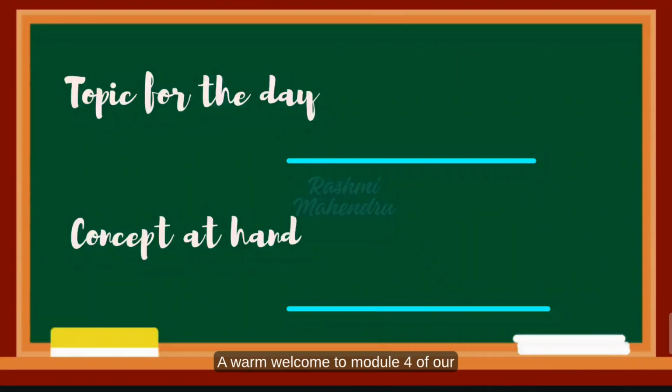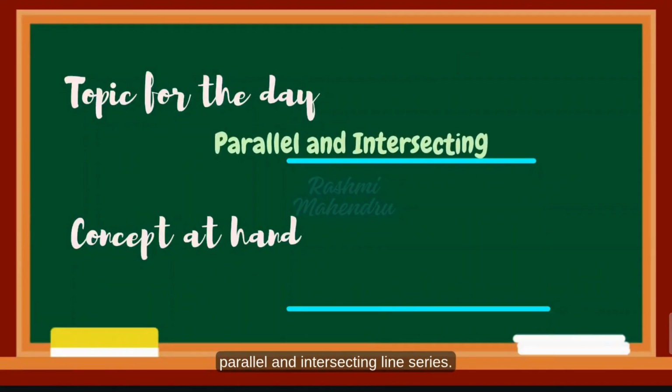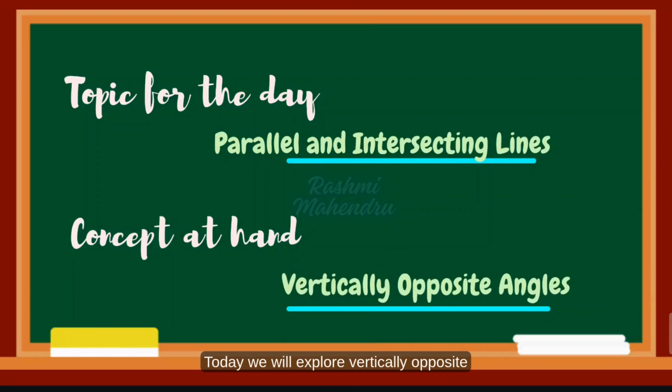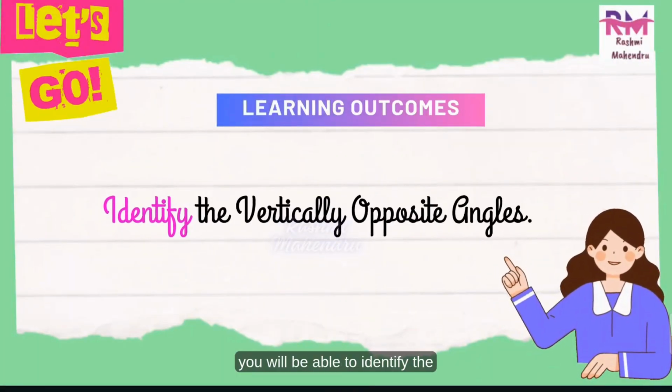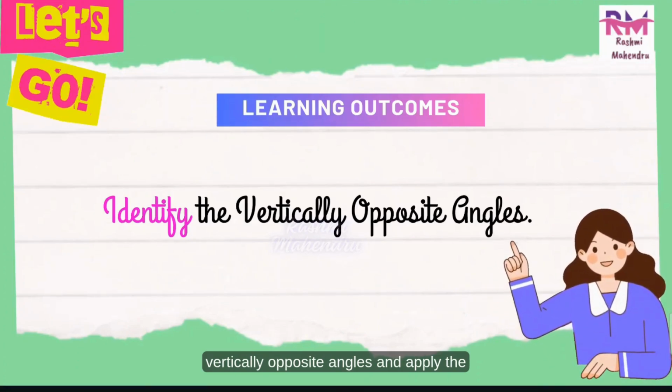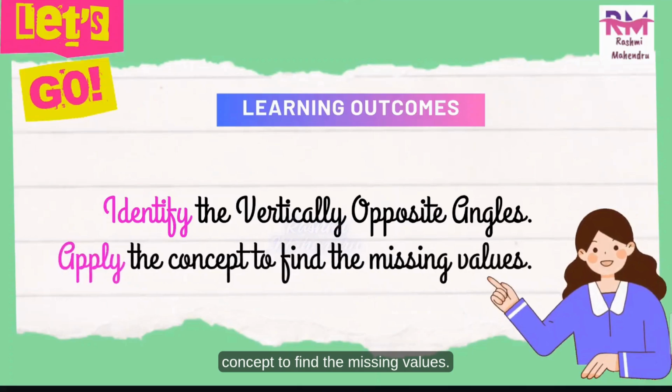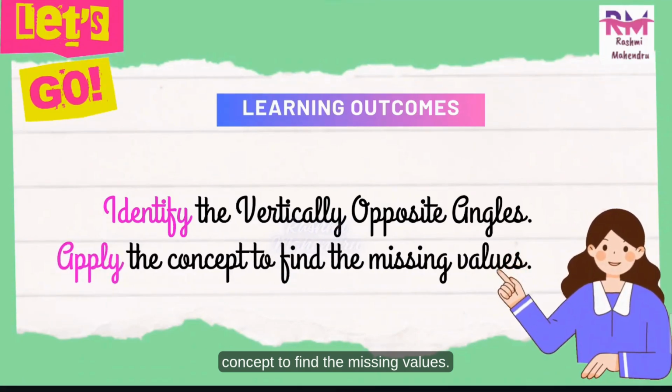Warm welcome to Module 4 of our Parallel and Intersecting Line series. Today, we will explore vertically opposite angles. After this module, you will be able to identify the vertically opposite angles and apply the concept to find the missing values.